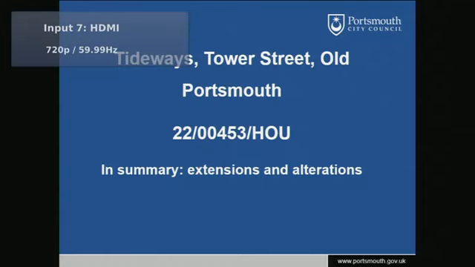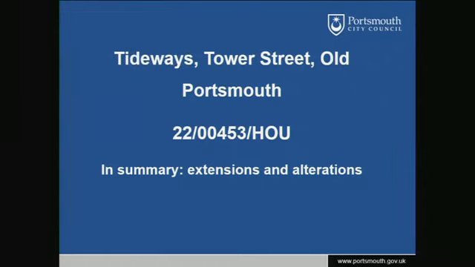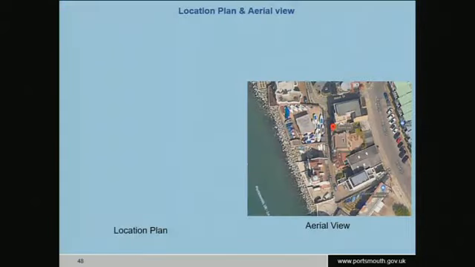Thank you, Chair. Yes, the application is at the property called Tideways, residential property on Tower Street, Old Portsmouth. It's a long development description in the report, but it's extensions and extensive alterations that I'll take you through. The location plan has dropped out as part of the IT problems, but you can see the site marked with the red dot there. So that is Tower Street that runs north-south. That is Broad Street. There's the northern element of the hot walls and the round towers just there. So hopefully that's located everyone.